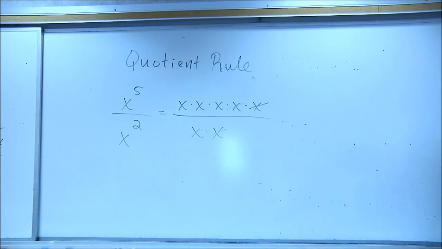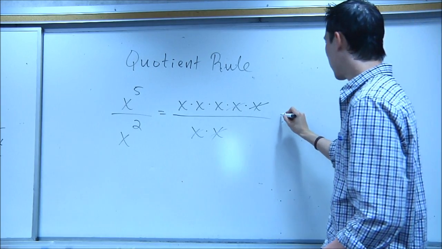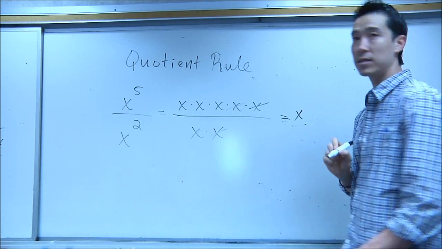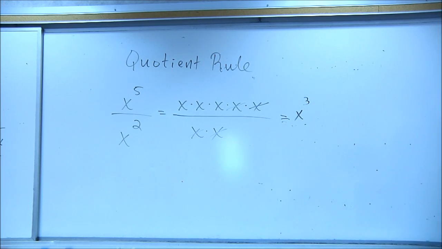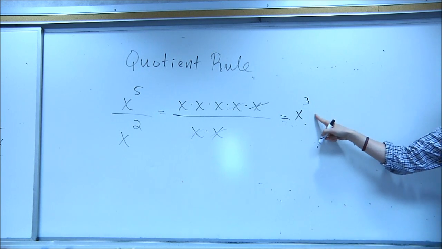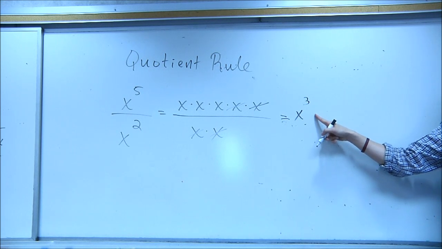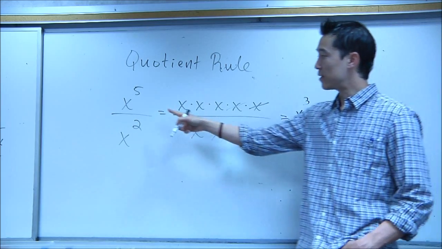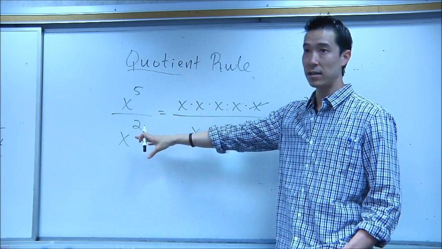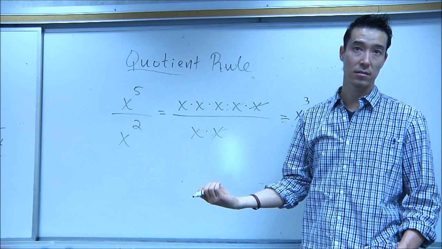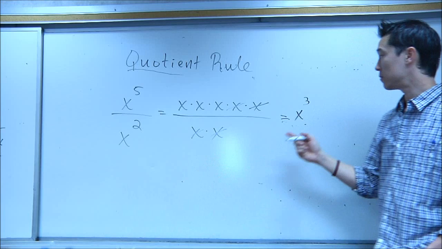How many x's are left on the top? 3. And how could I rewrite that as x to some power? X to what power? The third. Does everybody understand what we did there? Okay. X to the fifth means x times x times x 5 times. X to the second means x times x. And then if you reduce, you're just left with x to the third. Okay. And this is a perfect example of what the quotient rule says. When you have the same base powers and you're dividing, that's why it's quotient, because we're dividing these, you subtract the exponents. Okay? So 5 minus 2 is 3.